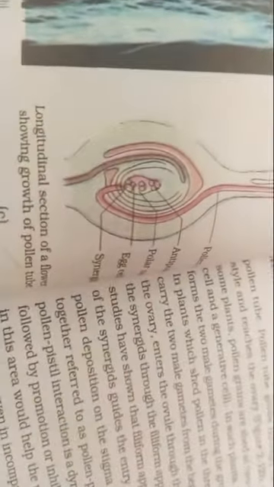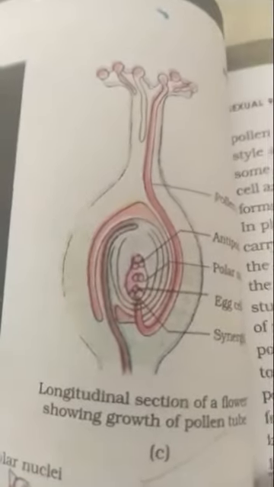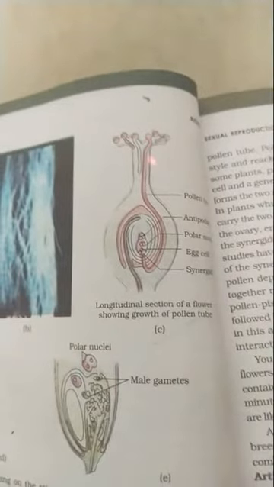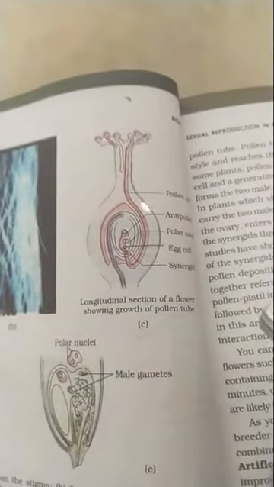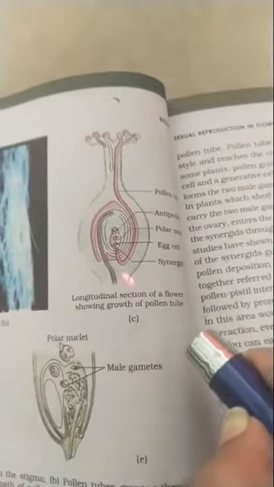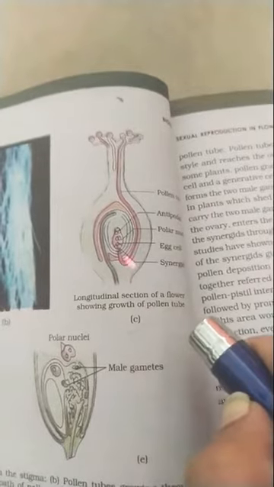So this is the longitudinal section of a flower showing growth of the pollen tube. You can see here that the pollens are germinating once they land on stigma, and one of the pollen will elongate its pollen tube through stigma and style tissues and finally reaches the embryo sac, where it enters from the micropylar end, guided by the filiform apparatus of synergids. That can be seen very clearly here, isn't it?